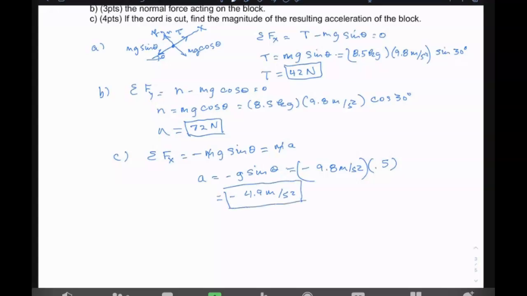And I gave you full credit if you just got the magnitude right in this problem. In fact, that's what the problem asks for. Excuse me, it shouldn't be minus. The magnitude of a is 4.9 meters per second squared. And that's the solution to the second problem in exam 2.